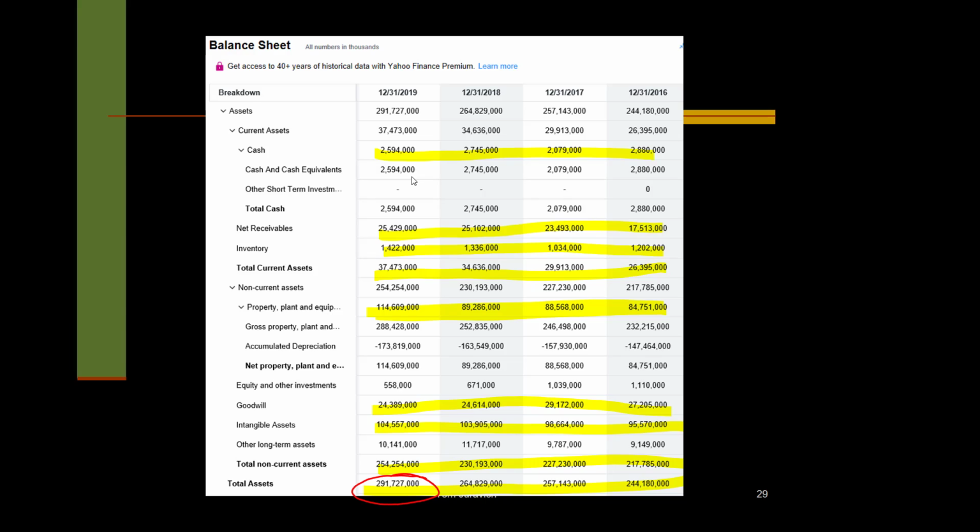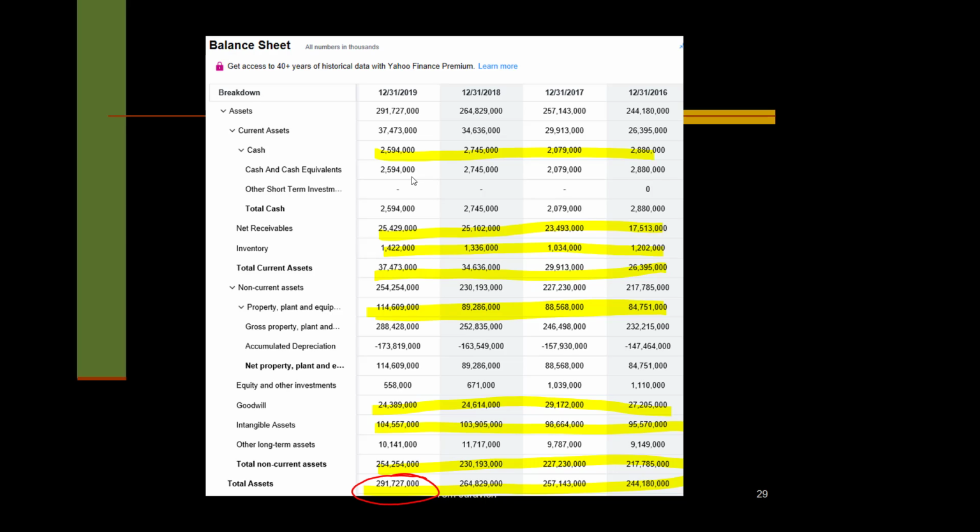So let's go back up to the assets part of the page. You can see again under current assets, there's cash. And what have we seen here? Not a great variation over these 4 years in cash. And then there are net receivables, and there's the inventory, and there's the total current assets. And you see that it's gone up generally, some bouncing up and down, but generally gone up from 26 in 2016 to 37 by 2019.